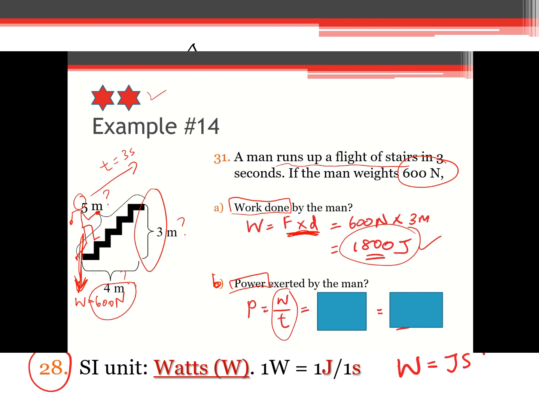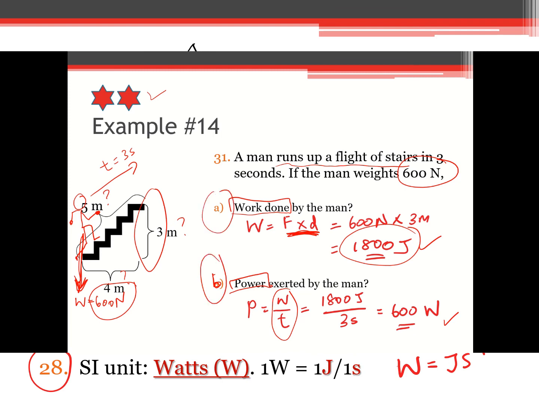Okay. So 7, 6, 5, 4, 3, 2, 1. Let's look at the answer. 600 watt. Simple, right? It's easy, right? It's all related. Part A asks for work done, part B asks for power. And there's a reason why part A asks you to calculate work done, so that it can be used in part B. All right? Now let's look at the next example.